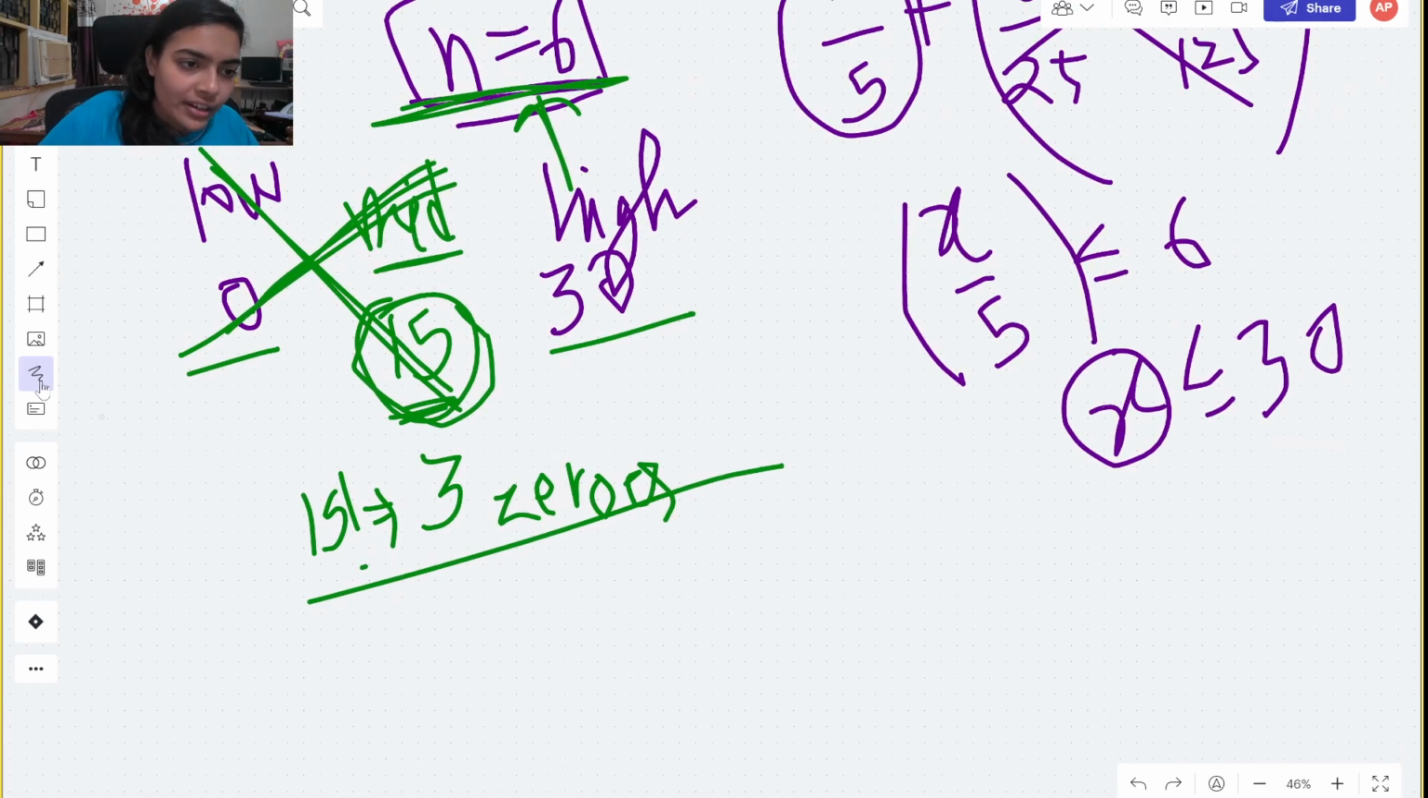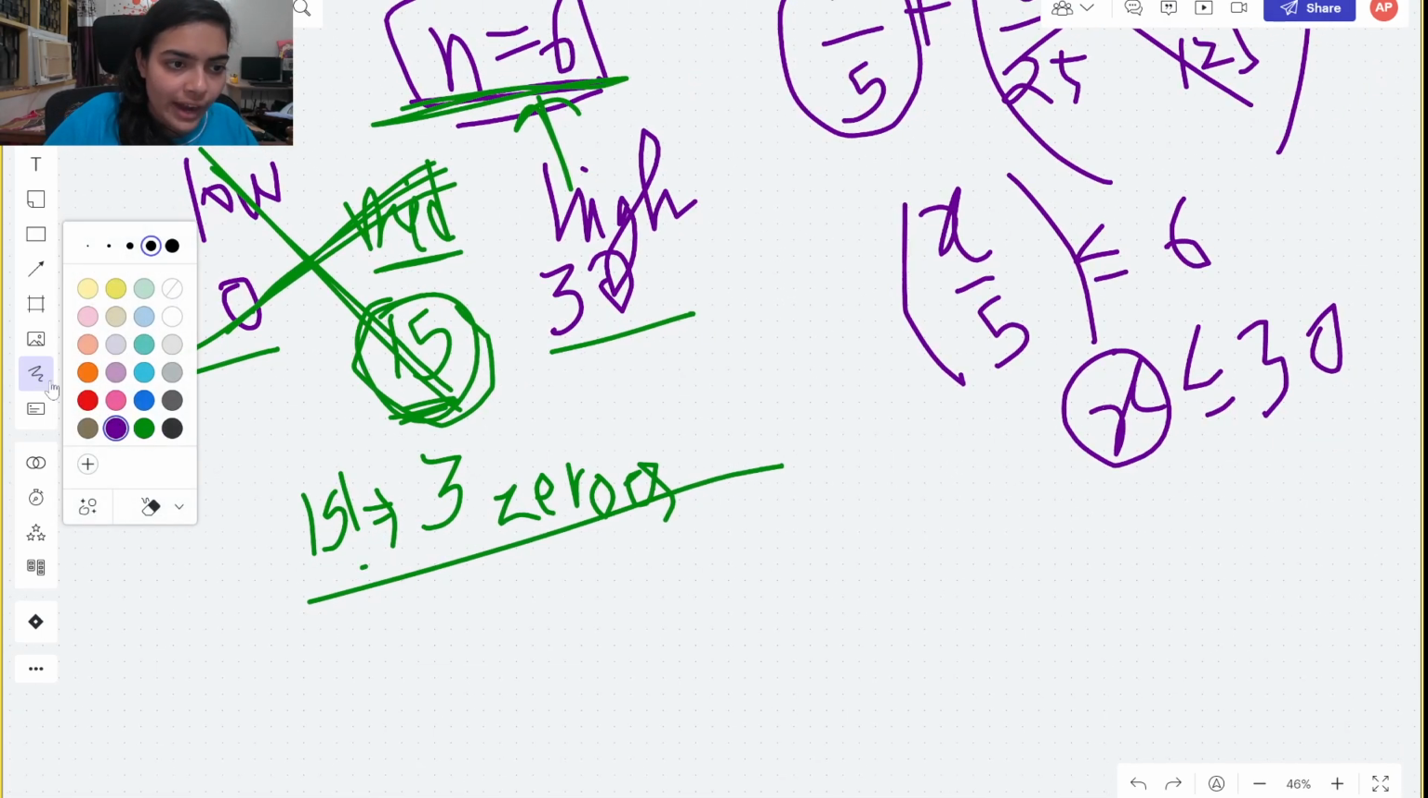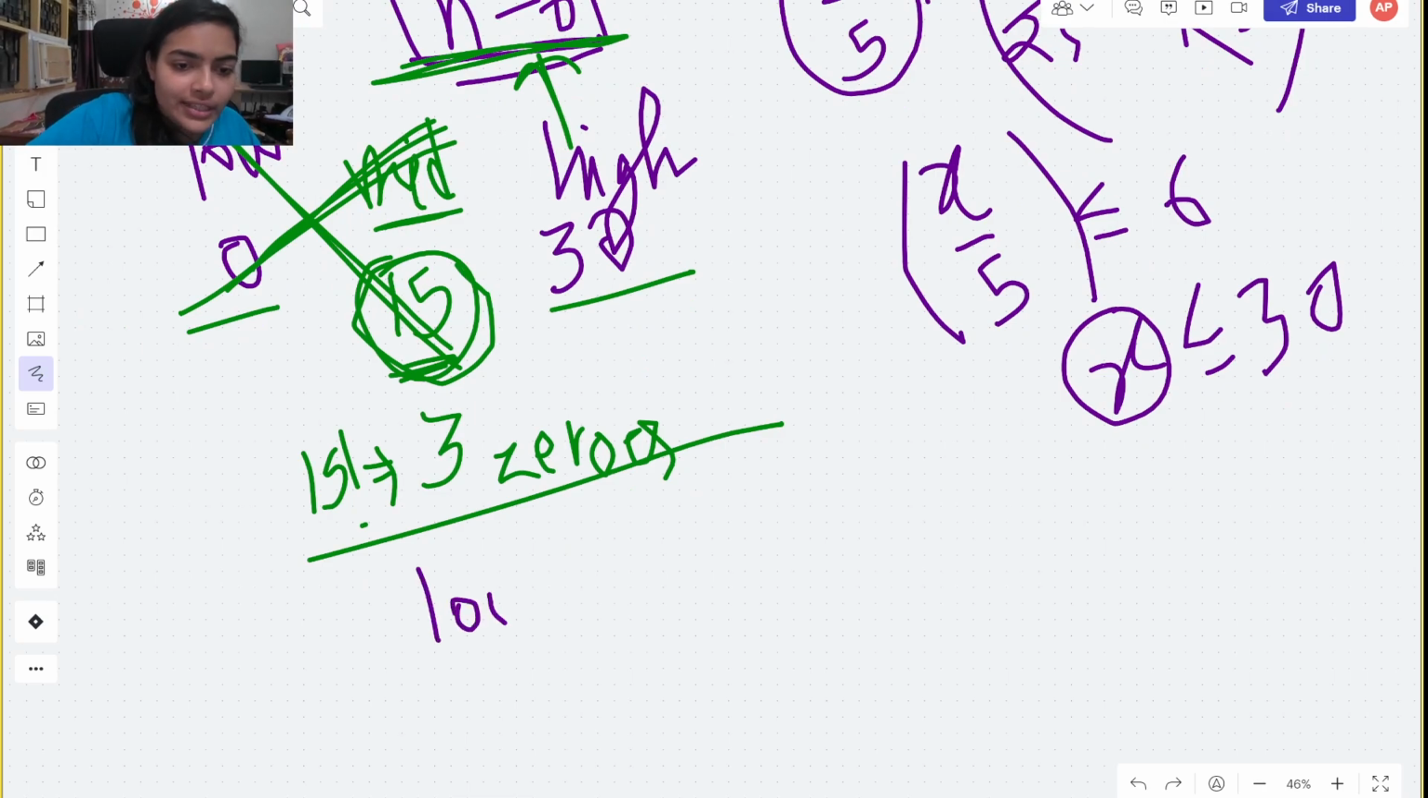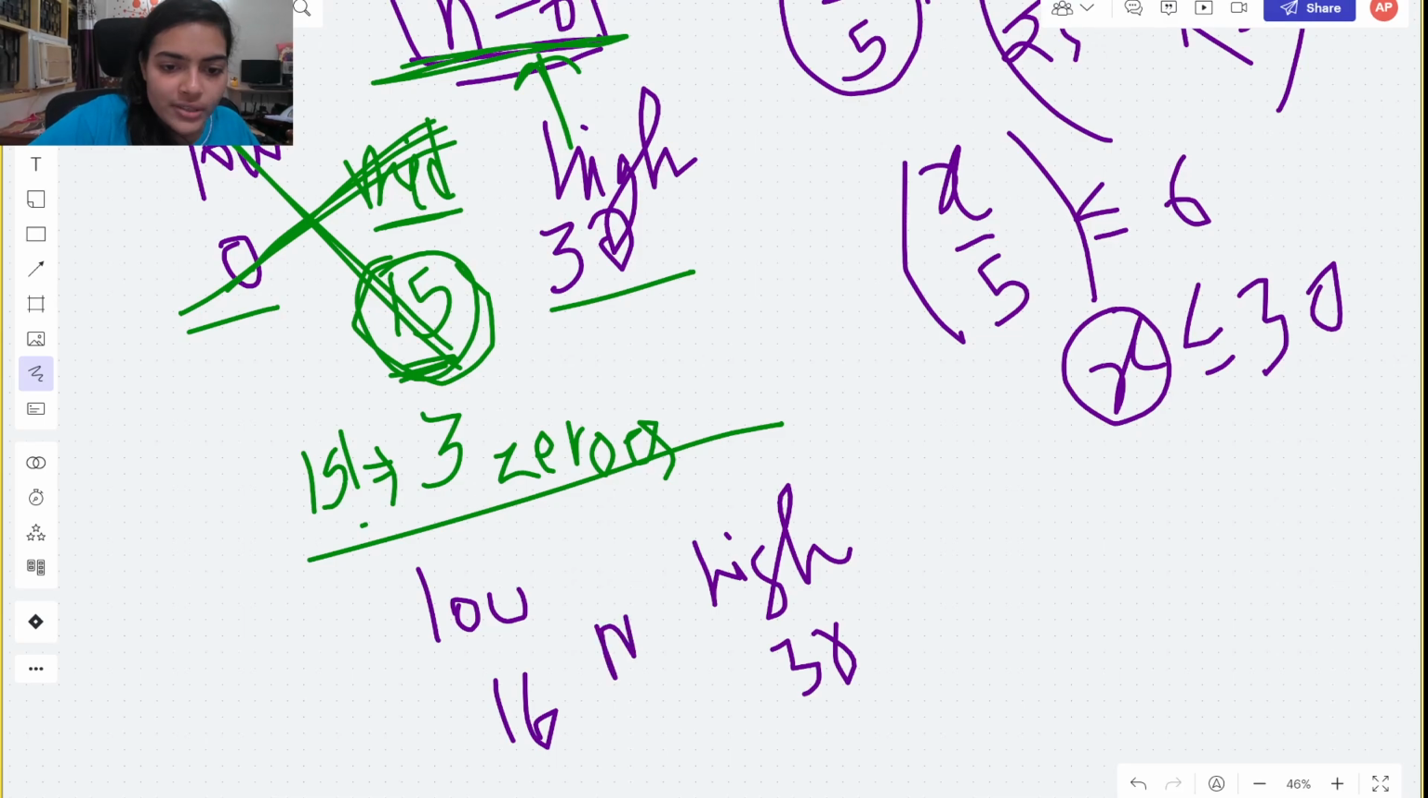So now we have again found out one thing. We know that our low value is 16 and our high value is equal to 30. Within this we have to find the answer. So what is my mid value?